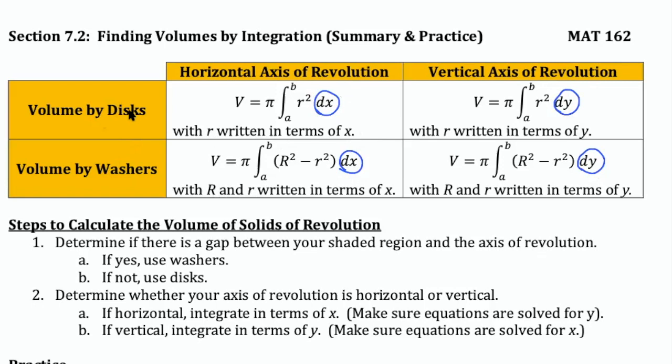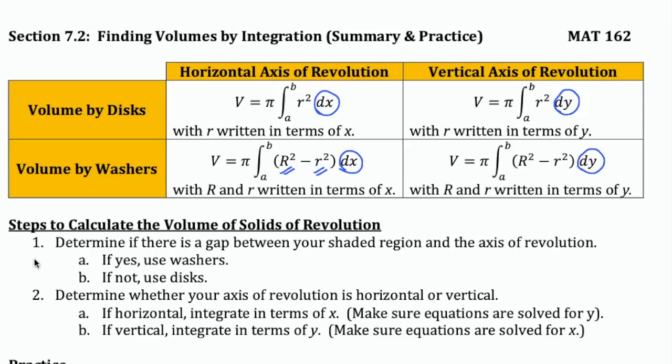If your cross section is a disk, it's a solid circle. So you can see we have the area formula pi r squared, just with the constant pi already taken out. If there is a gap between your solid of revolution and the axis of revolution, then your cross sections will look like donuts. They'll be washers. And in that case, you're going to have two radii to consider, the outer radius, capital R, and the inner radius, little r.